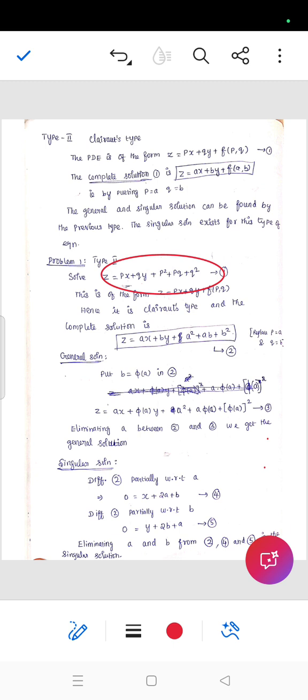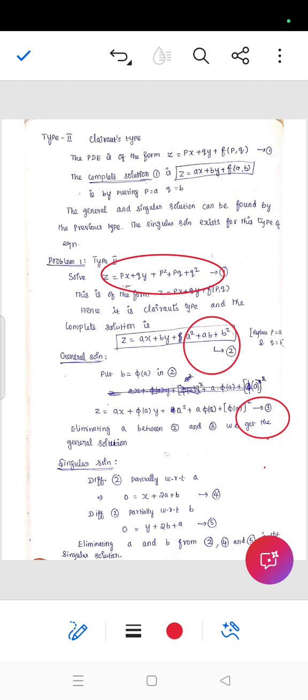So we are getting z in terms of a, that is arbitrary constant a and arbitrary function phi of a. So eliminating a between the second and third equations, we will get the general solution. That is easily we can obtain. There is no need to evaluate. Okay, just stop with this.